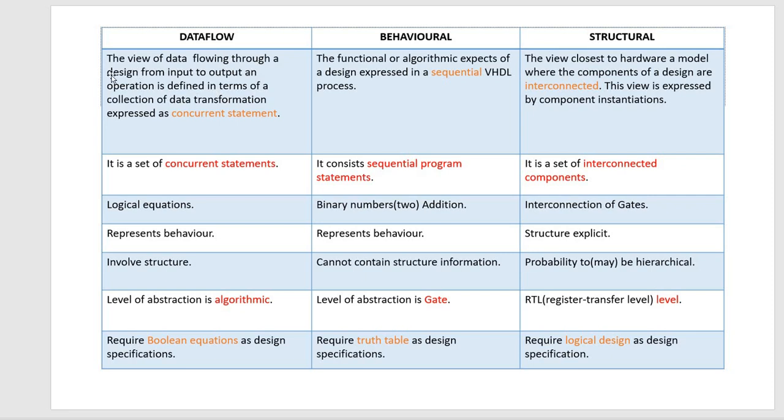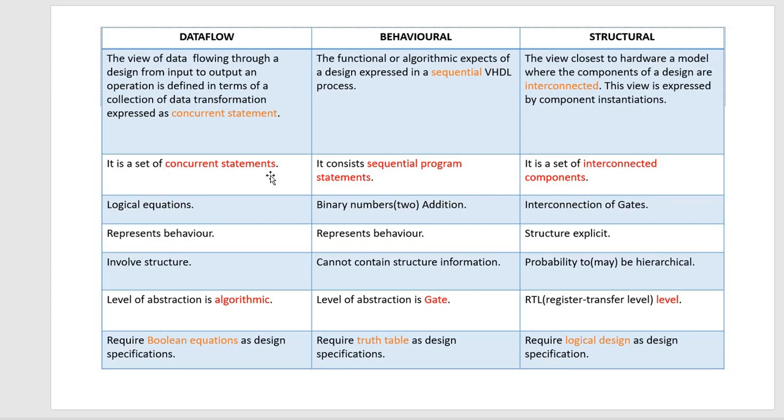So in short, data flow is the view of data flow through the design from input to output. An operation is defined in terms of a collection of data transformations expressed as concurrent statements. In case of behavioral, the functional or algorithmic aspects of the design are expressed in a sequential VHDL process, maybe truth table based directly. Structural is the view closest to hardware, a model where the components of the design are interconnected. The view is expressed by component instantiation.